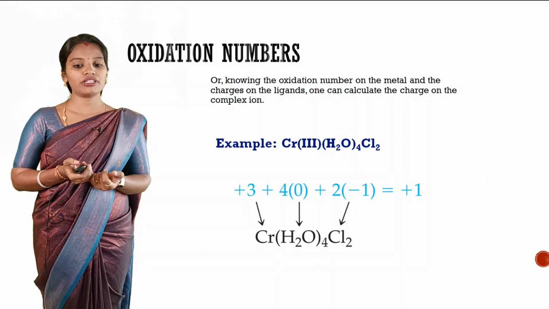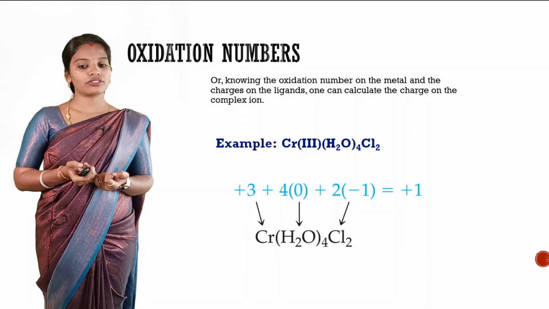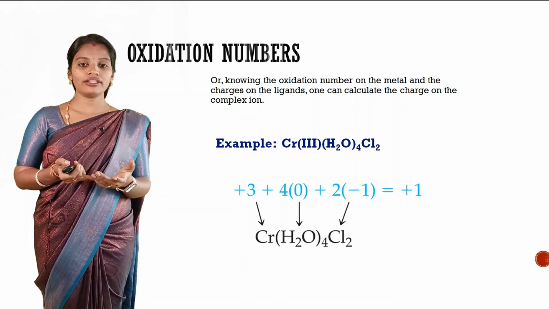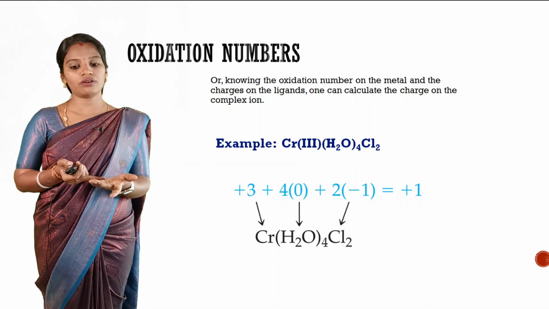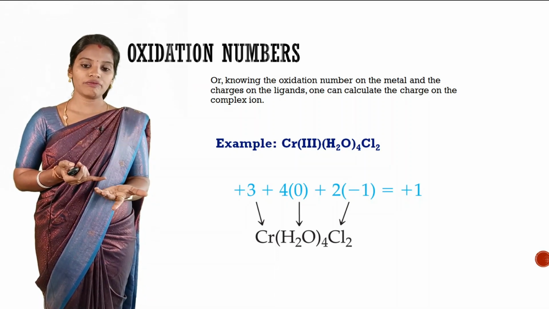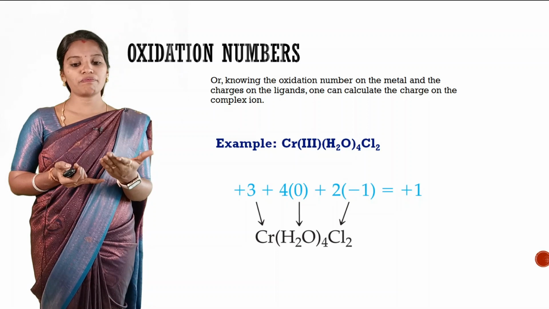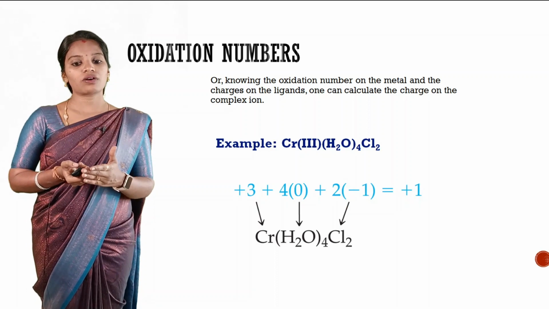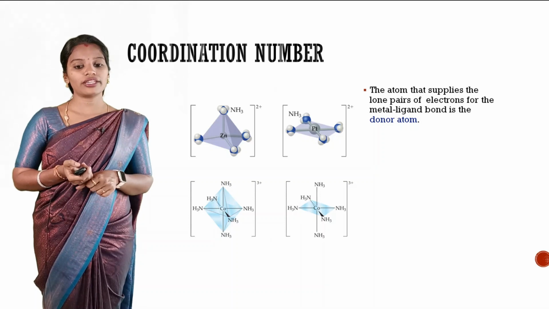Similarly, for this example, tetraaquadichlorochromium(III) complex. Again, aqua, water, is a neutral ligand with no charge, so 4 times 0 is 0. Then the charge for chloride ion is -1, so 2 times -1. So the charge of chromium is +3 minus 2, then the overall oxidation number of the complex will be +1.